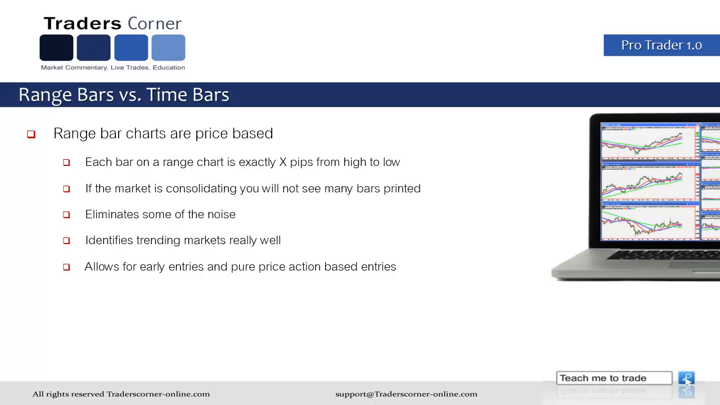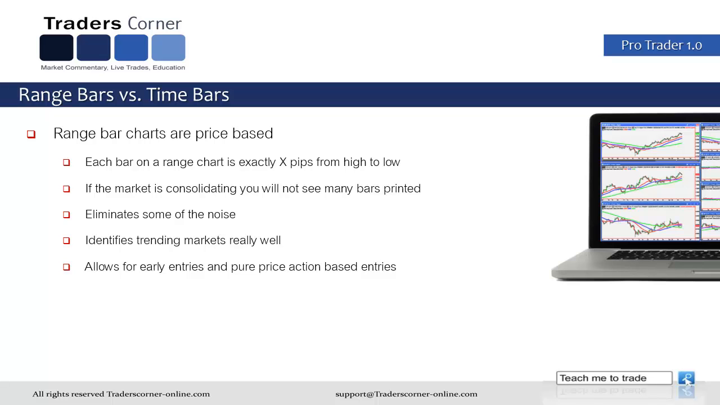If that range isn't exceeded, then all of the price action will still be contained within that one price bar that we have there. So what that means is if the market is consolidating, you're not going to see that many bars printed. And if you don't see that many bars printed, you have a cleaner chart, which eliminates the noise from your charts. And it helps you to identify the trending markets a lot better, because ultimately, the bars are only going to start to print when you have momentum in the market. And when you have momentum in the market, then more often than not, that market is trending.